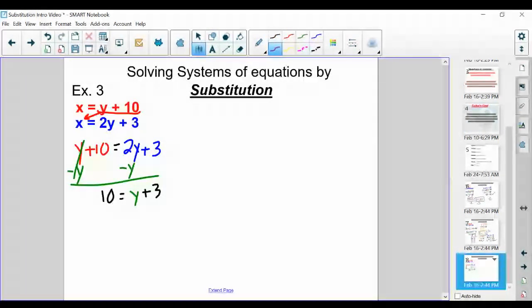Now that we have our y term on the right, we need to move that positive 3. We're going to have to subtract 3 on both sides, and we get that y is equal to 7. Knowing that we have y is equal to 7, we're going to now go back and substitute and solve for the second variable. This is step number 6.